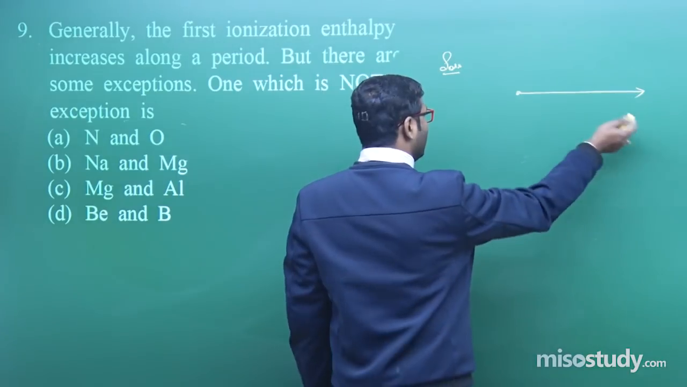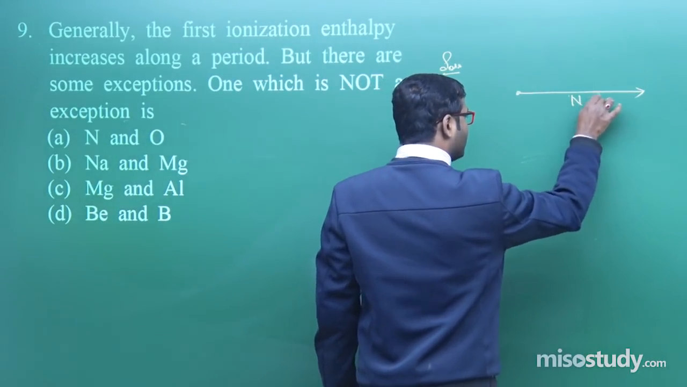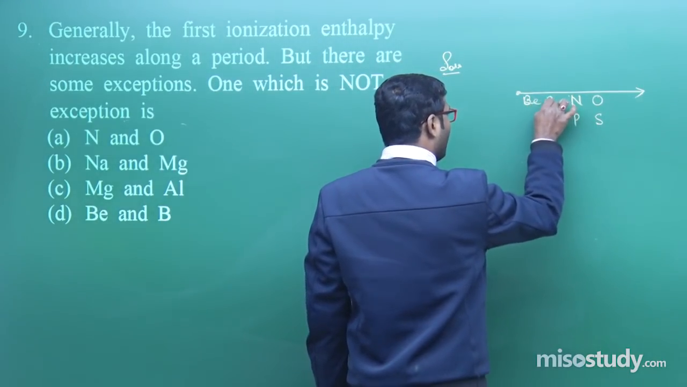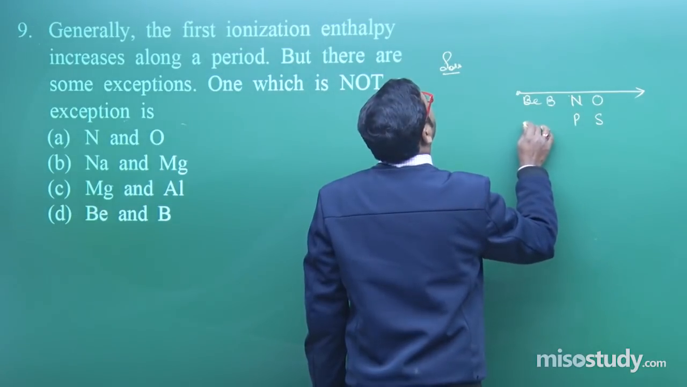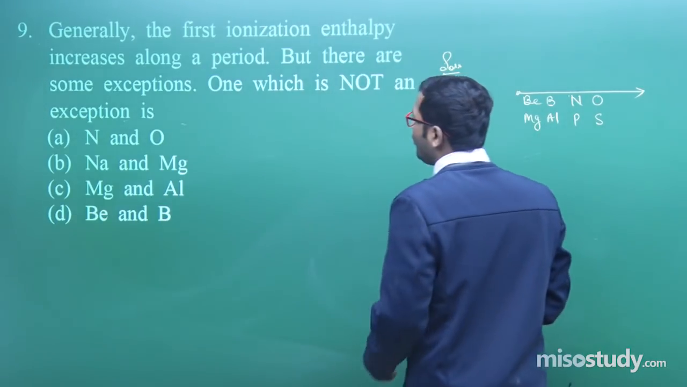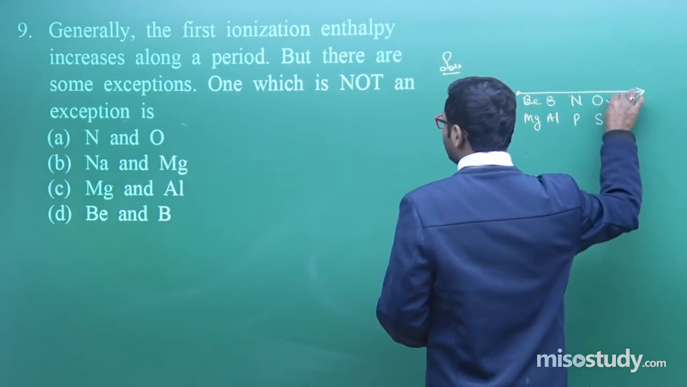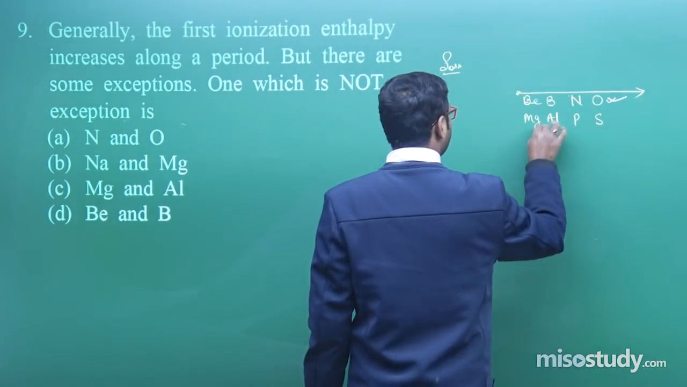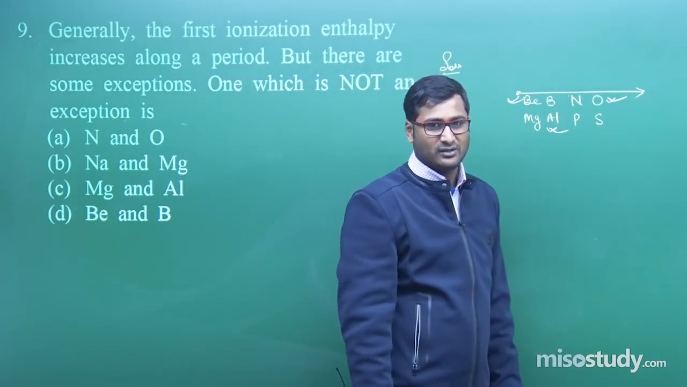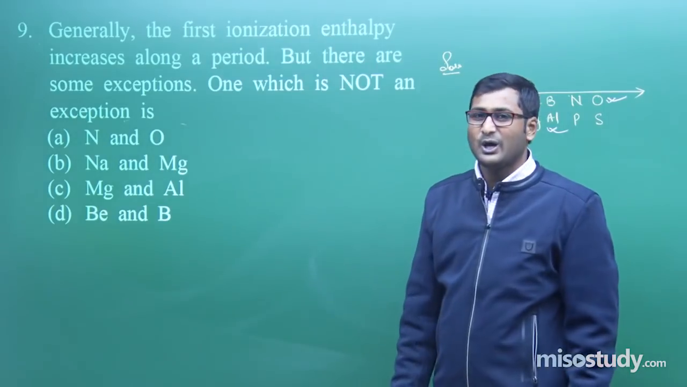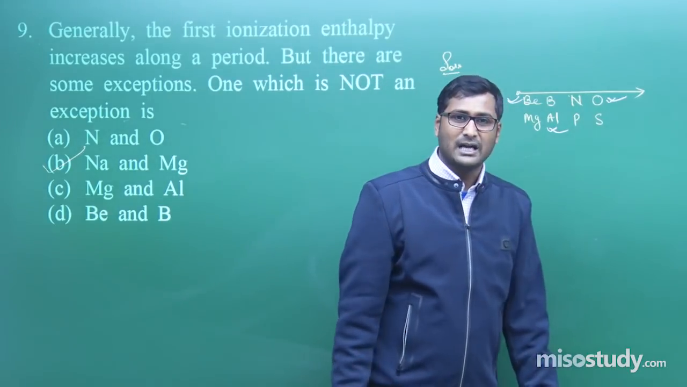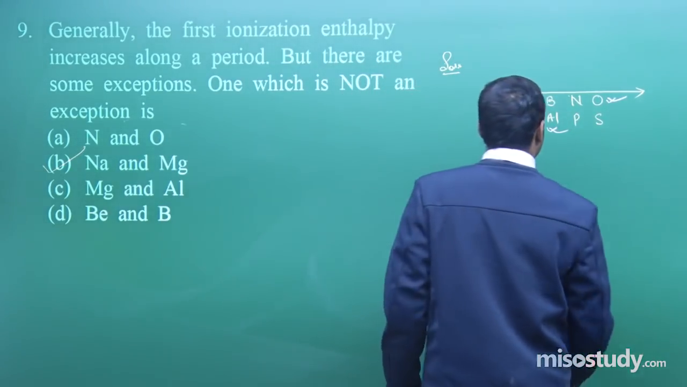Yes, there are some exceptions: nitrogen and oxygen, phosphorus and sulfur, beryllium and boron, magnesium and aluminium. Clear to you? So which is not the exception here? Nitrogen-oxygen is an exception, magnesium-aluminium is an exception, beryllium-boron is an exception, but sodium and magnesium is not an exception. This question is very simple. So for question number 9, B is the correct option.